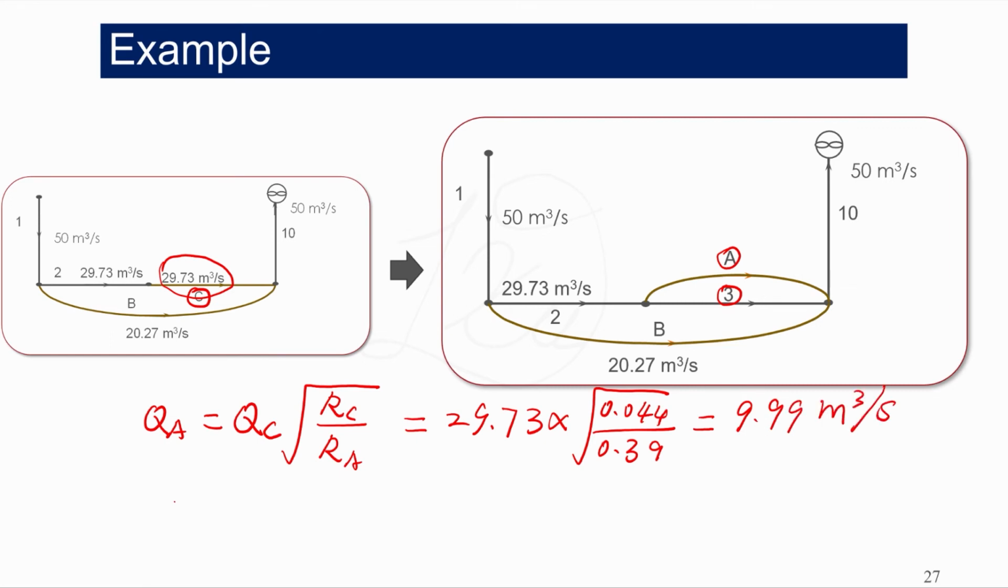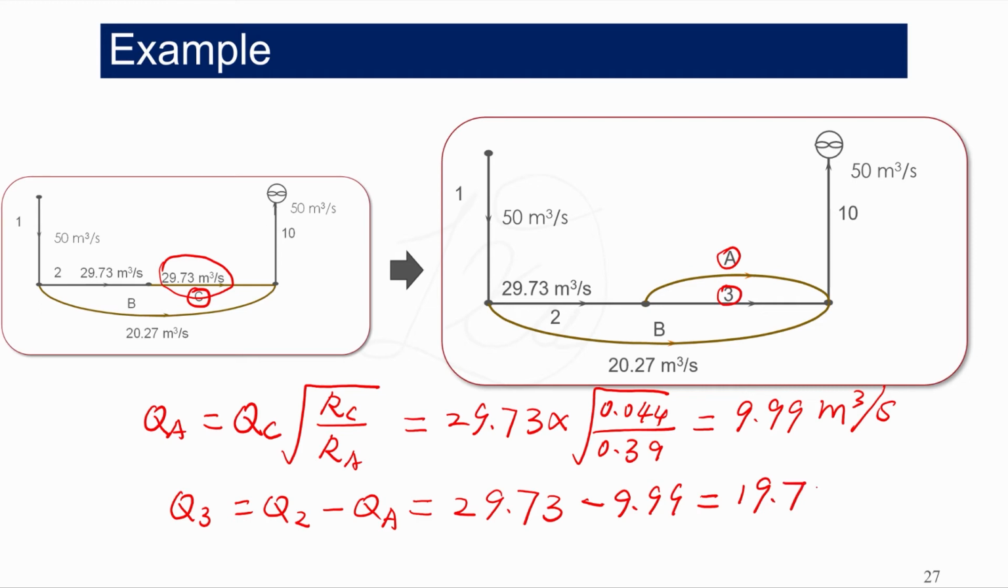By using Kirchhoff's first law, Q3 equals Q2 minus QA, which equals 29.73 minus 9.99, which equals 19.74 cubic meters per second.